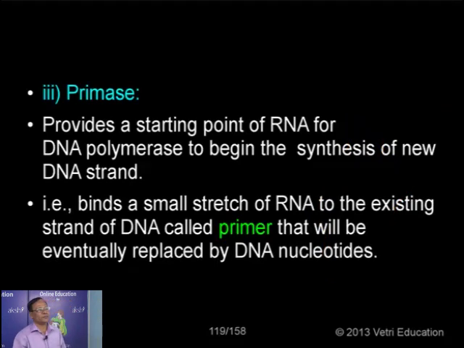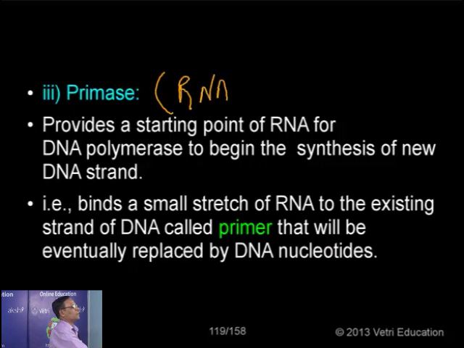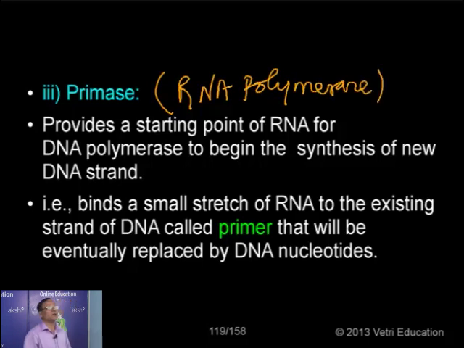Now primase. This is nothing but RNA polymerase. Based on the function it performs, it is called primase, an RNA polymerase. Now what will happen? We have the DNA polymerase, the enzyme which takes part in the replication process. But the DNA polymerase enzyme cannot initiate the replication process. It has no ability to initiate the replication process.